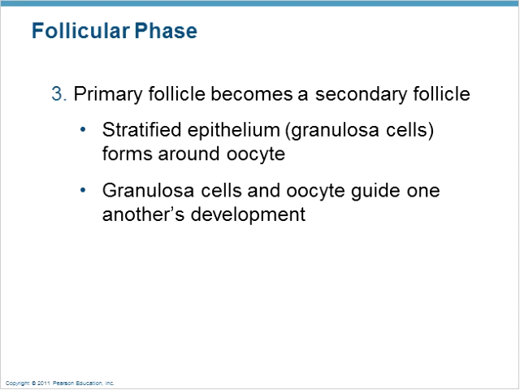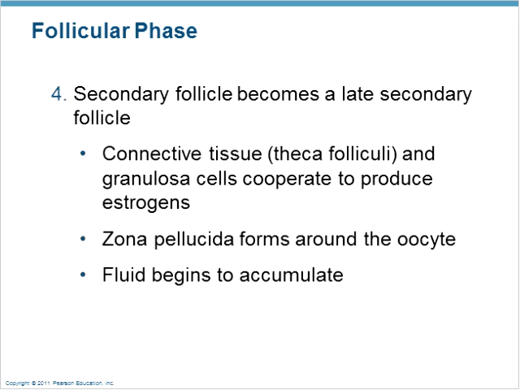In the follicular phase, the primary follicle becomes a secondary follicle. Stratified epithelium or granulosa cells form around the oocyte. The granulosa cells and the oocyte guide one another's development through local management. A secondary follicle becomes a late secondary follicle, and a connective tissue called theca folliculi and granulosa cells cooperate to produce the estrogens. So follicles actually produce estrogens in the ovary.